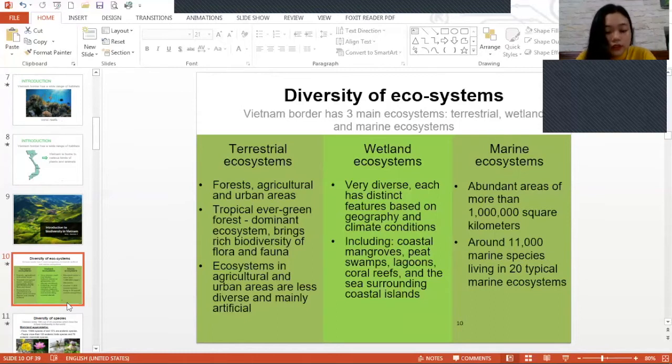They include coastal mangroves, peat swamps, lagoons, coral reefs, and the sea surrounding the coastal islands. Thirdly, the marine ecosystems of Vietnam are abundant areas of more than 1 million square kilometers. Estimatedly, there are around 11,000 marine species living in 20 typical marine ecosystems.